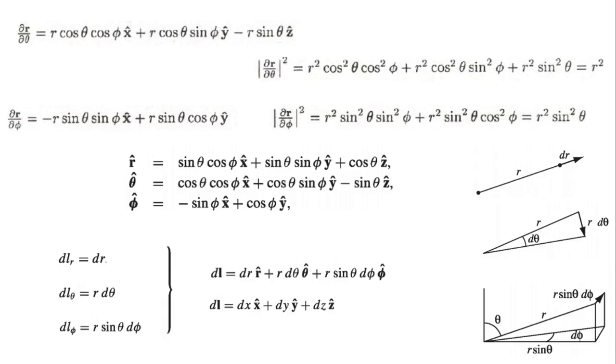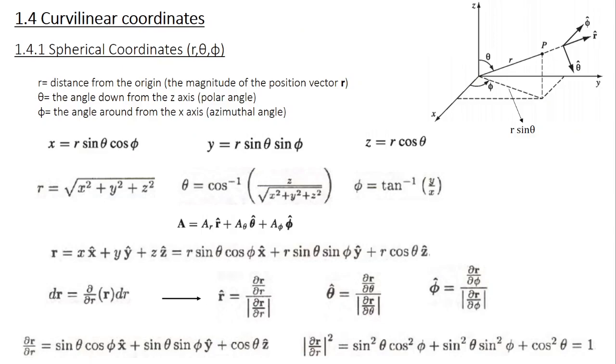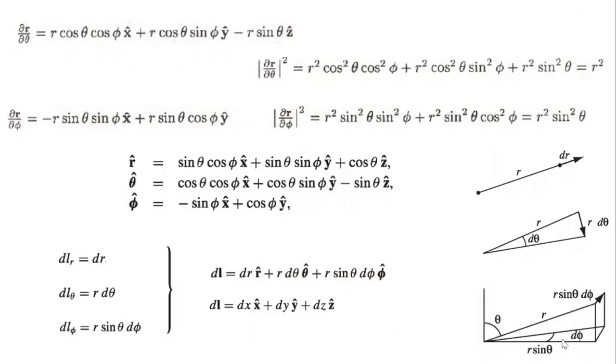Similarly, for the phi direction, if you recollect our previous diagram, you have the r vector, and its projection on the xy plane is r sine theta. Okay, so this is the r sine theta vector. Now you have a displacement along the phi direction. Phi is the azimuthal angle, so d phi is the displacement along the phi direction.